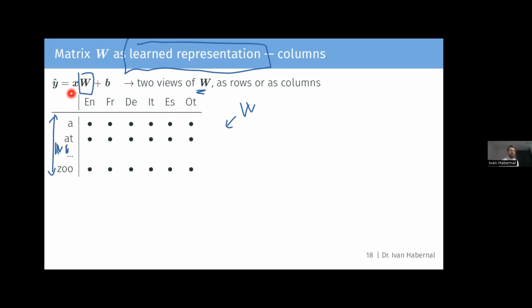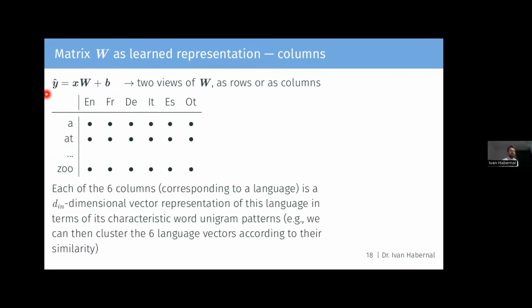This is the matrix, and what we're doing here is taking the input vector and multiplying by the matrix and adding constants. Let's just ignore the bias now and just do the multiplication. The perspective from the columns is that each of these 6 columns corresponds to a language, like English, French, and so on, and is a vector representation of this language in terms of its characteristic word unigram patterns, or bigram patterns, whatever we have as the features. So this is a vector representation of the language in this learned matrix. If we cluster these vectors, for example, we can find similar languages because they share the same sort of bigram or word unigram patterns. So this is what we learn: some representation of the language through this projection. This is the column view.